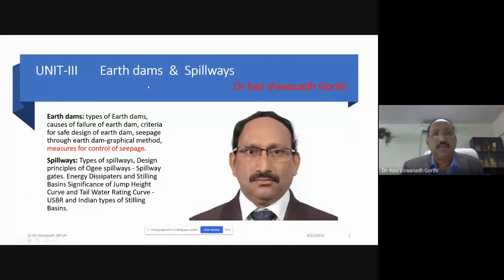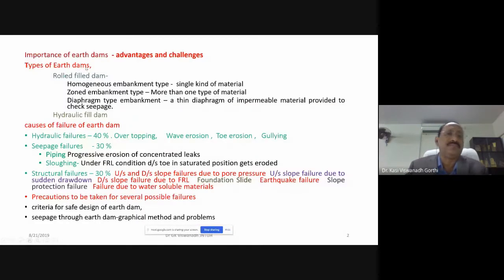We have been discussing the earth dams and the spillways under Unit 3 in Water Resources Engineering 2. In the last two classes, we discussed some parts about the earth dam. Today, specifically, we will be concentrating on the topic measures for control of seepage.